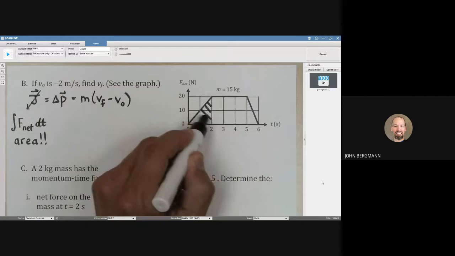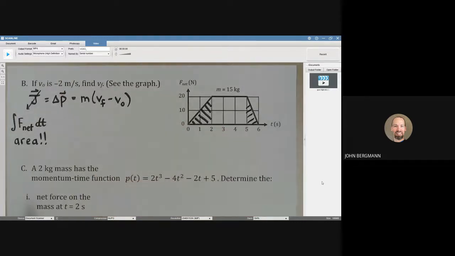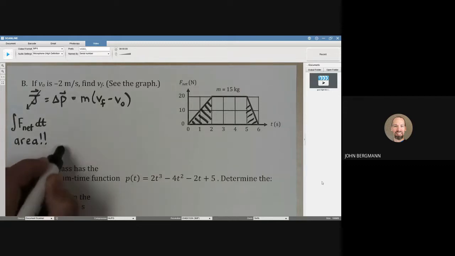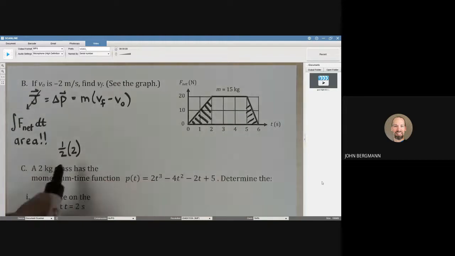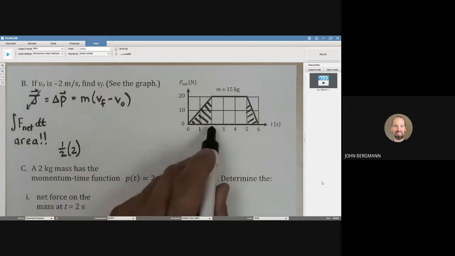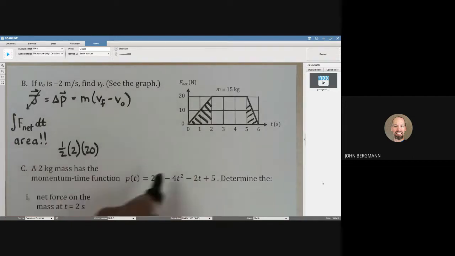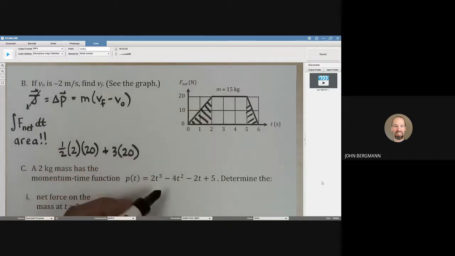I'm seeing one triangle, two triangles, and then a rectangle in the middle. Let's see what happens. 1/2, the base is 2. Let me check units. Seconds and newtons. All right, good. So we'll show units at the end, but I like to check them to make sure that everything looks good. The height of this is going to be 20. What about the rectangle? Width is 3. Height is 20.